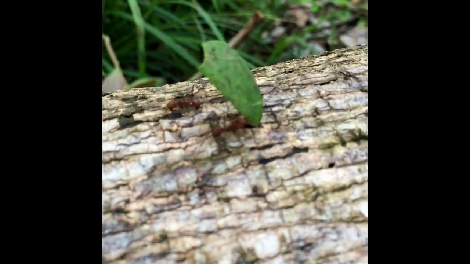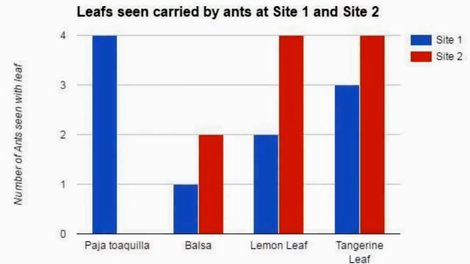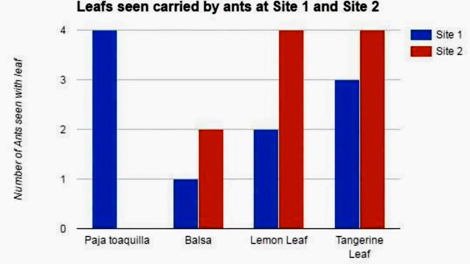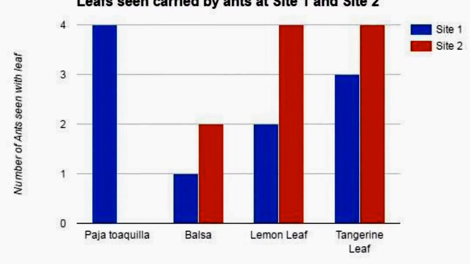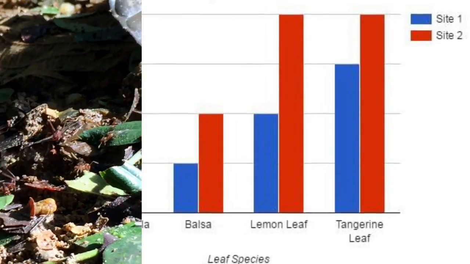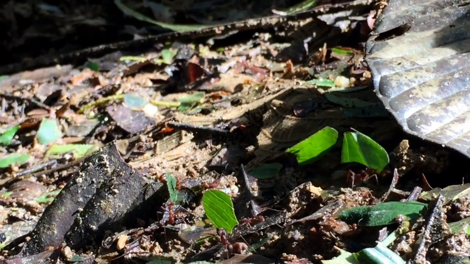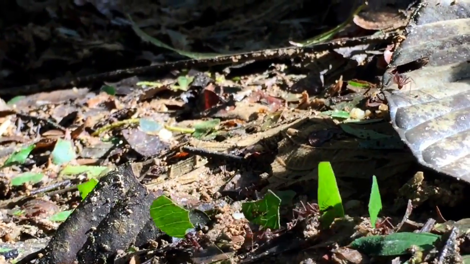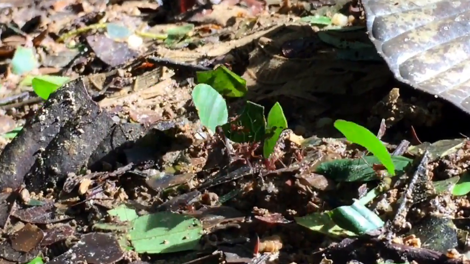My investigation consisted of looking at the leaves carried by ants at Site 1 and Site 2. I was able to compare them and see which leaf they preferred the most. After looking at my data, I was able to conclude that due to physical characteristics and other characteristics such as odor, the ants prefer to carry the leaves that were from lime trees and tangerine trees.